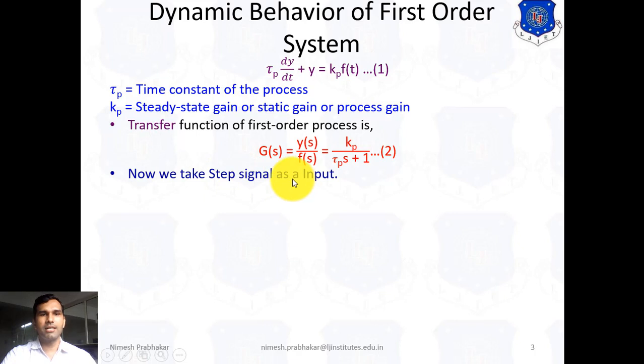We know the characteristic of the step input. So f of t is the step signal we consider, and for the step signal we know the condition: the value is 0 when t is less than 0, and a value a when t is greater than 0. So this represents the step input signal, where a represents the amplitude of that signal.